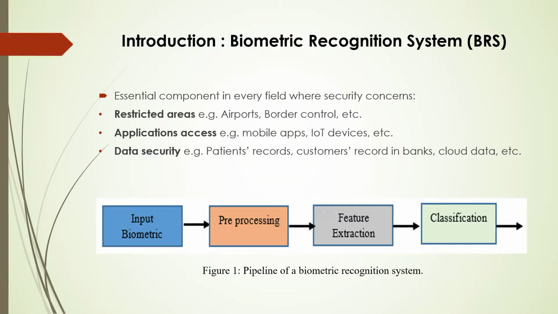So first of all, what is a biometric recognition system? It is basically an authentication system that authenticates a person as per the biometrics. It is widely used in today's world in almost every area for getting access to restricted areas, application accesses, or to get access to secure data.